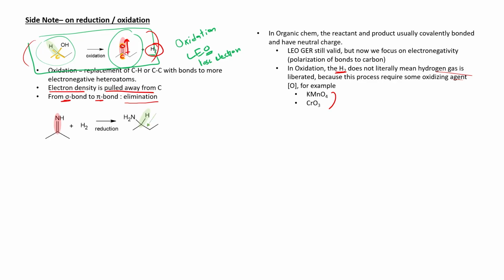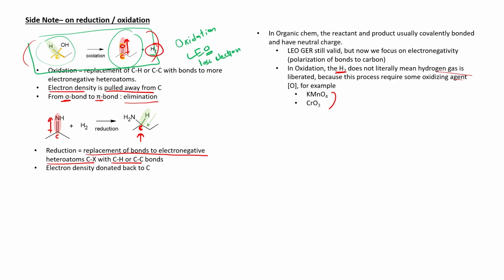So we talk about reduction. Reduction is the reverse. Reduction is the replacement of the bond to an electronegative heteroatom with a C-H bond. If you look here, the carbon at the beginning feels that its electron is attracted to the nitrogen, meaning the electron density here is less. But in the product, the same carbon feels that the electron density is donated back to it.